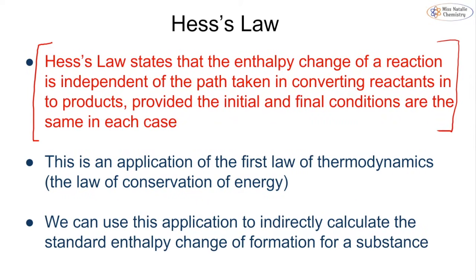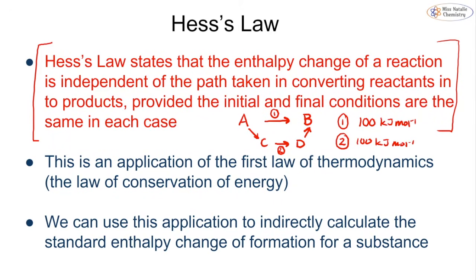Well, this is basically saying we can go from A to B, or we can go from A to C to D and then to B, and the enthalpy change of pathway 1 is going to be the same as the enthalpy change of pathway 2. So these will all add up. For example, if pathway 1 gave us an enthalpy change of 100 kilojoules per mole, pathway 2, going from A to C, C to D, and D to B, must also be 100 kilojoules per mole, and we can use that to our advantage.